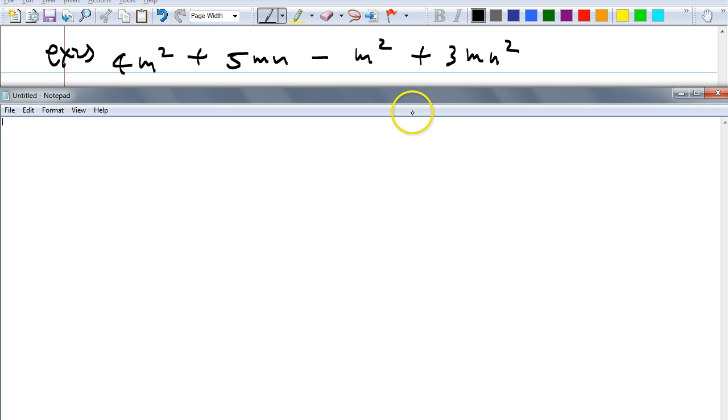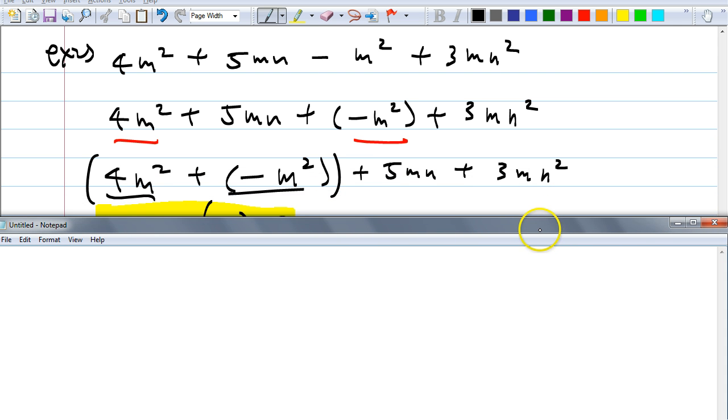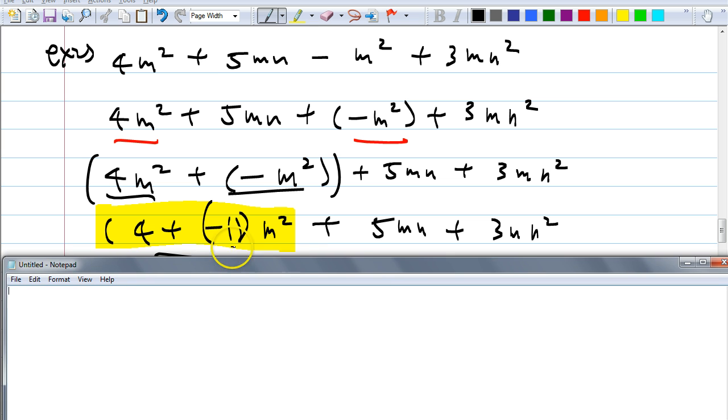All right, how many people, first of all, change it to addition like this? m squared plus 5mn plus -n. Very good. Negative m squared plus 3. And then I gather my like terms this way. There are only 2, right? 4m squared and -m squared. Are there any other like terms? No. Okay, and then like I said, you don't have to write this step.